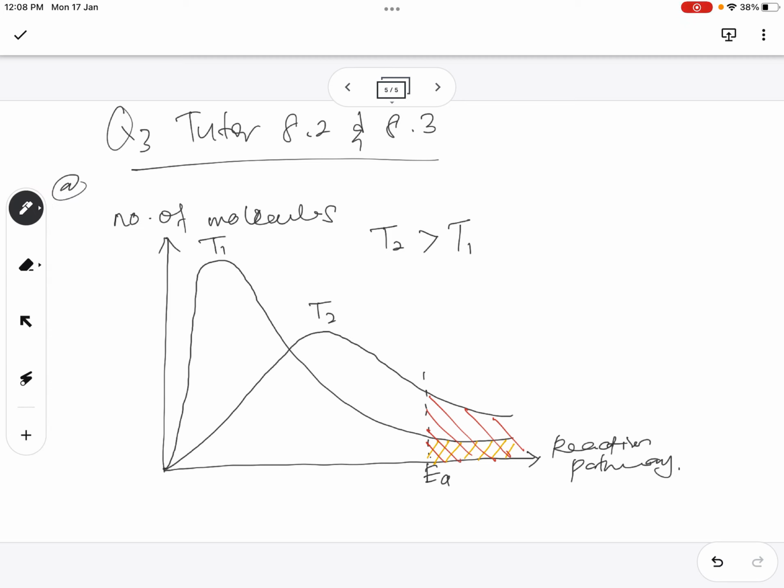The yellow color pen I use is for the area under the curve for T1, and the red color pen is for the area under the curve for T2. Bear in mind that T2 is greater than T1, so T2 shows a higher temperature than T1. Were you able to draw it? If you don't understand, you can ask. Okay guys, shall we proceed?